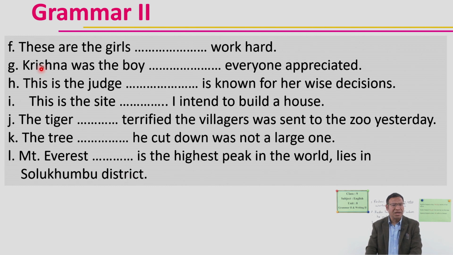Similarly, these are the goals. Goals means "who work hard". Krishna was the boy. Boy is also a person, so "who". But for the boy we have used "whom", because Krishna was the boy whom everyone appreciated. It depends upon the sentence structure, because you cannot say "Krishna was the boy who everyone appreciated". We are talking about the object, so the objective case is "whom". This is the judge who is known for his wise decisions. In this way, I think you can solve other problems. Check out your answers. These are the answers.